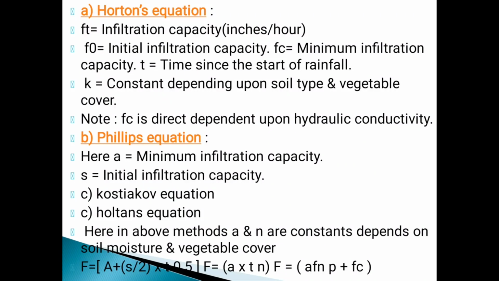Note, Fc is directly dependent upon hydraulic conductivity. In Phillip's equation, F equals A plus S by 2 into t to the power 0.5, where F is equal to A into t^n, F is equal to A t^n plus Fc. Here A is the minimum infiltration capacity, S is the initial infiltration capacity. Whereas in Holtan's equation, A and n are constants depending on the soil moisture and vegetative cover.